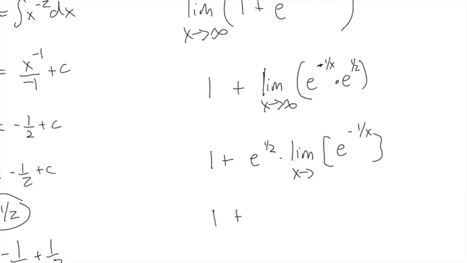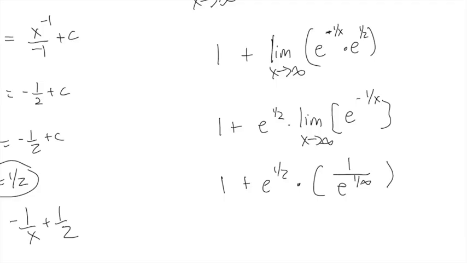So taking this limit, we're going to just plug in infinity into here. So this will be 1 over e to the 1 over infinity. And again, it's negative, so it does go to the bottom of the fraction. Now, this part equals 0. 1 over infinity is 0. And then e to the 0 is equal to 1. So this whole equation just equals 1. So you're going to get 1 plus e to the 1/2 times 1. But we don't need to write that. And so there is our limit.